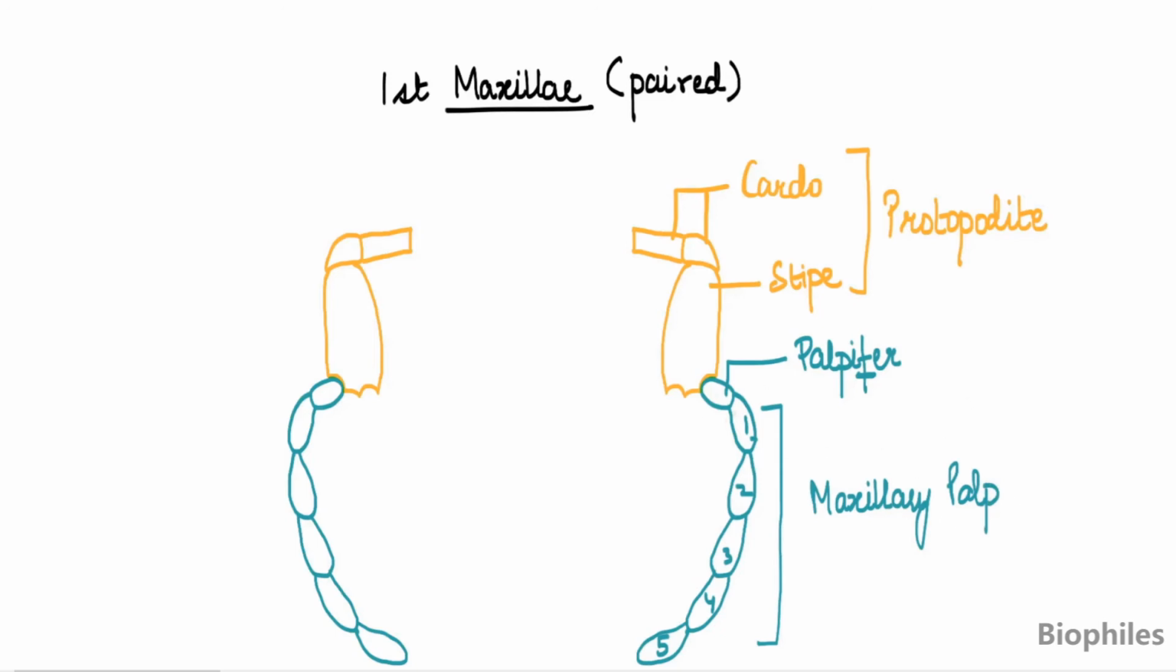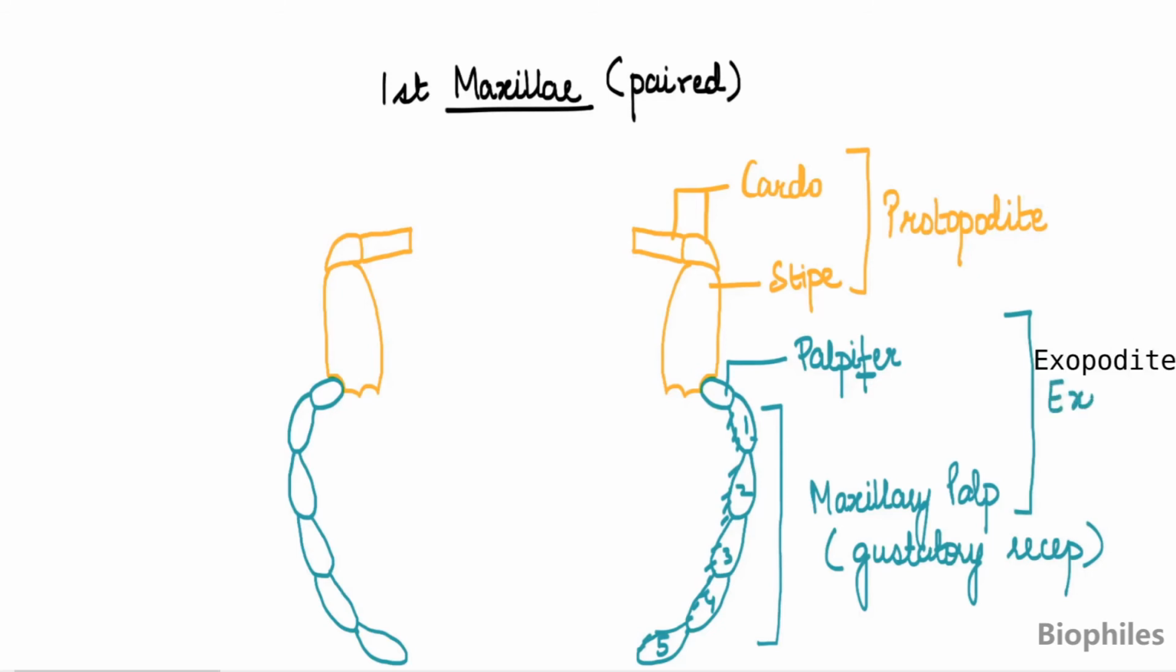And on these maxillary palps, again, tiny bristles are present, and these tiny bristles are going to help in gustation. So they have gustatory receptors on them. And these two form the exopodite.